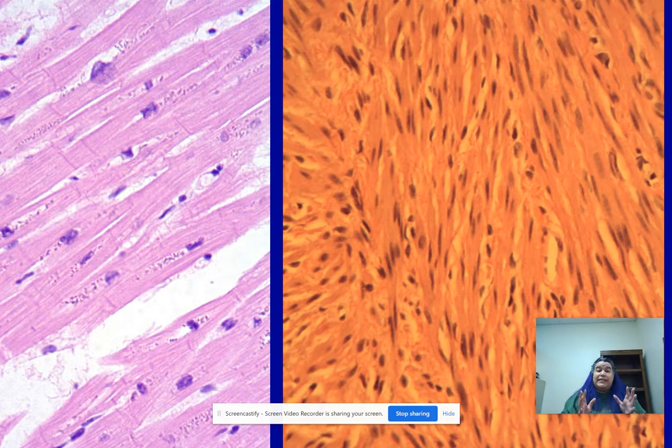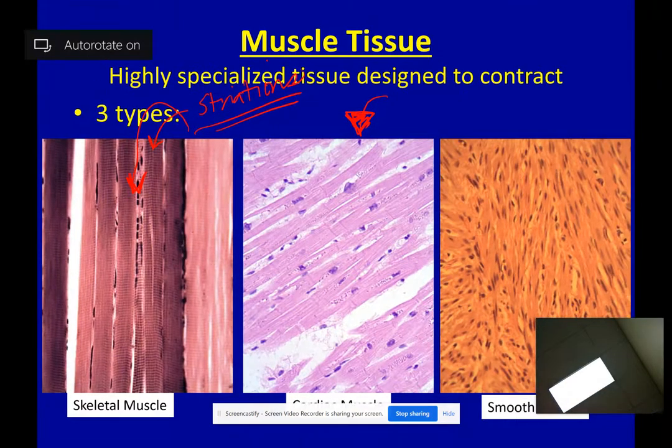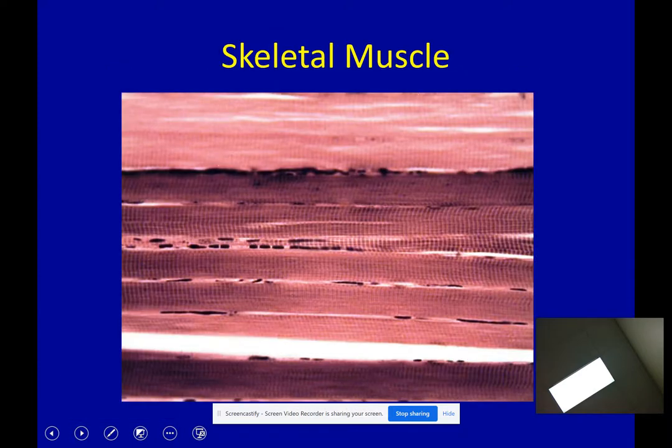So let's now look at each individually and look for our landmarks and the things that we need to be able to label. You get to look at the ceiling while we do this. So skeletal muscle. Where do you find it? Well, you find it attached to the skeleton. That's why it's called skeletal muscle.